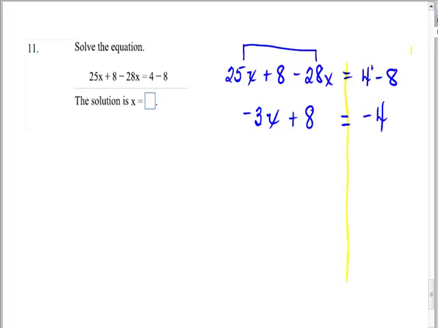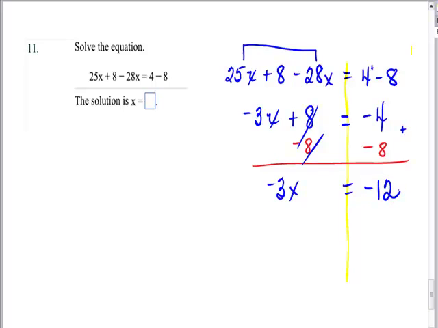Do I have variables on both sides? No, just over here. So let's get rid of that constant. I will subtract 8 from both sides. That gives me negative 3x, gone, is equal to, now that's a negative and another negative. You're using the addition rules for negative 12. You're going to divide by the coefficient, which is negative 3. And x is negative divided by negative is positive 4.